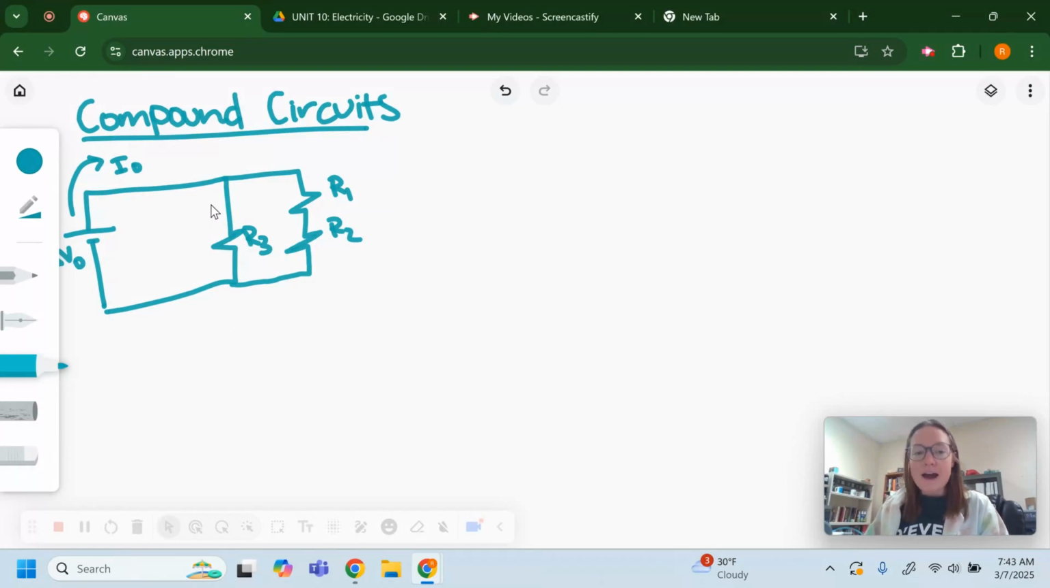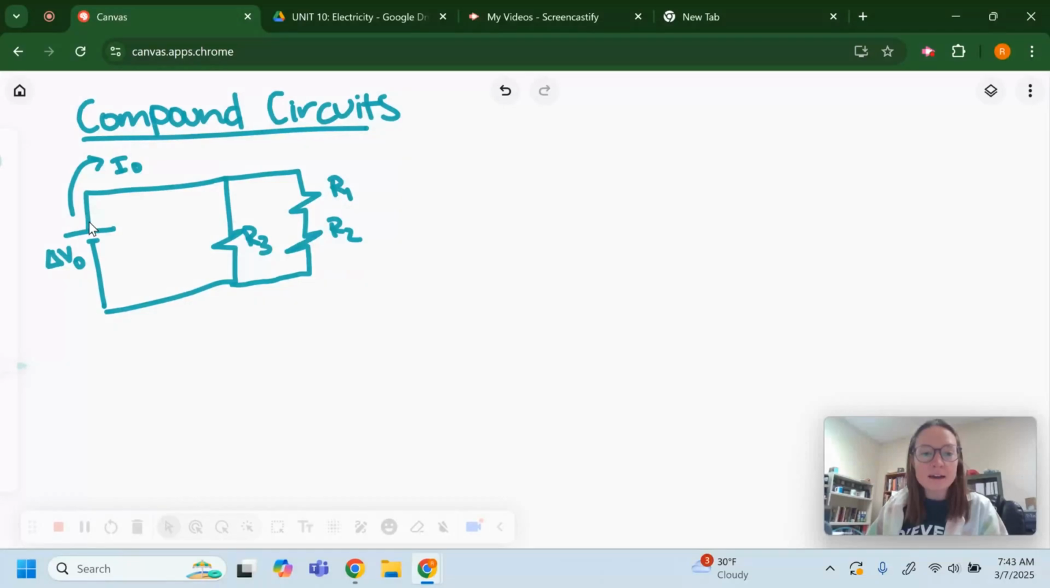Notice that we have two different paths back to the battery. Whenever you're analyzing compound circuits, you've got to keep thinking paths. If things are on the same path as each other, they're in series. If they're on different paths, then they're in parallel. If you look at this circuit, R1 and R2 are on the same path back to the battery. So R1 and R2 are in series with each other. And those two are in parallel with R3 because R3 is on its own independent path back to the battery.